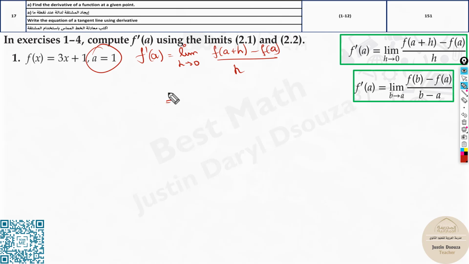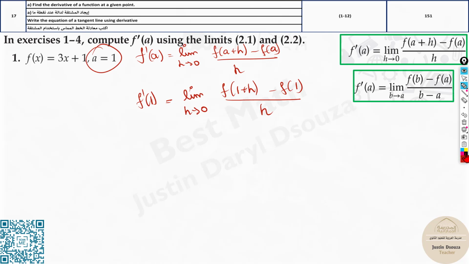Now here, the derivative of f at 1, because they have mentioned to solve at 1, is the limit as the distance h is tending towards 0 of f of 1 plus h minus f of a, and what is a? It's again 1, divided by h. Now how do we remove this h? This will be gone when we put the limit, but we can't apply the limit now because h equal to 0 will be undefined.